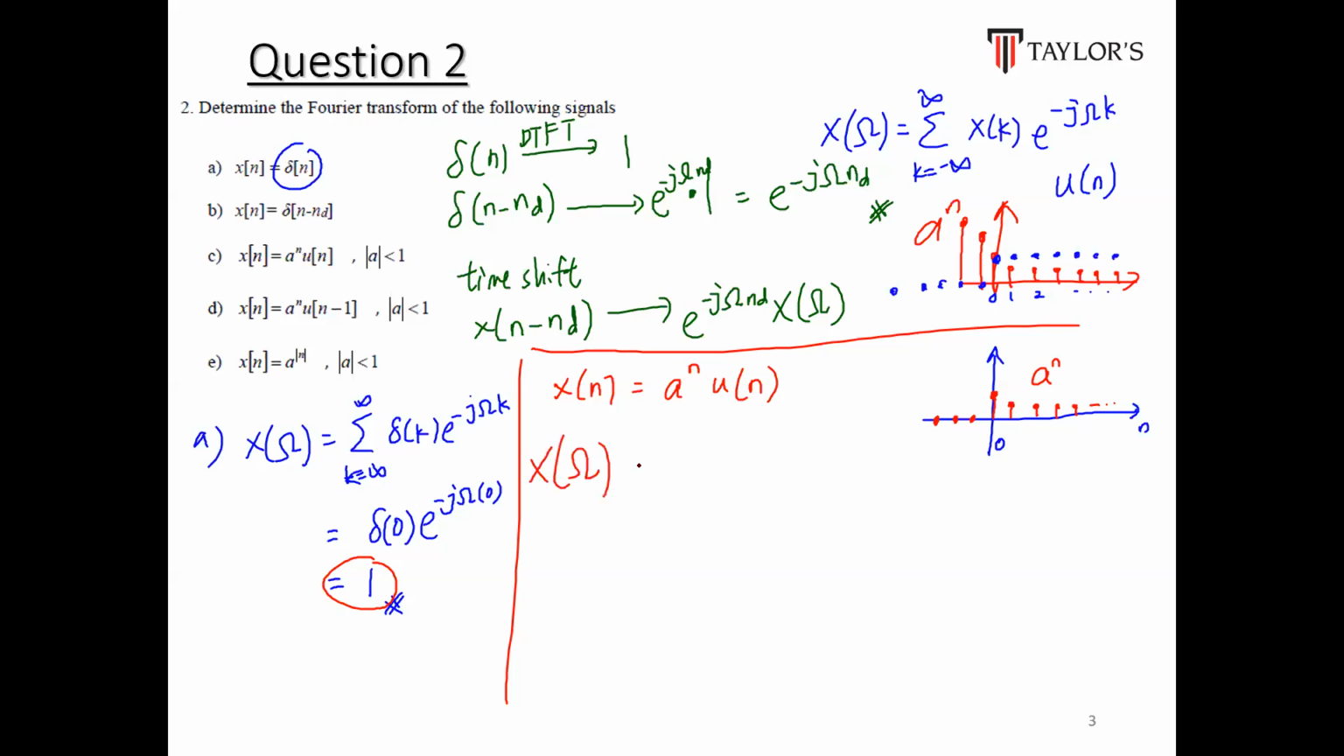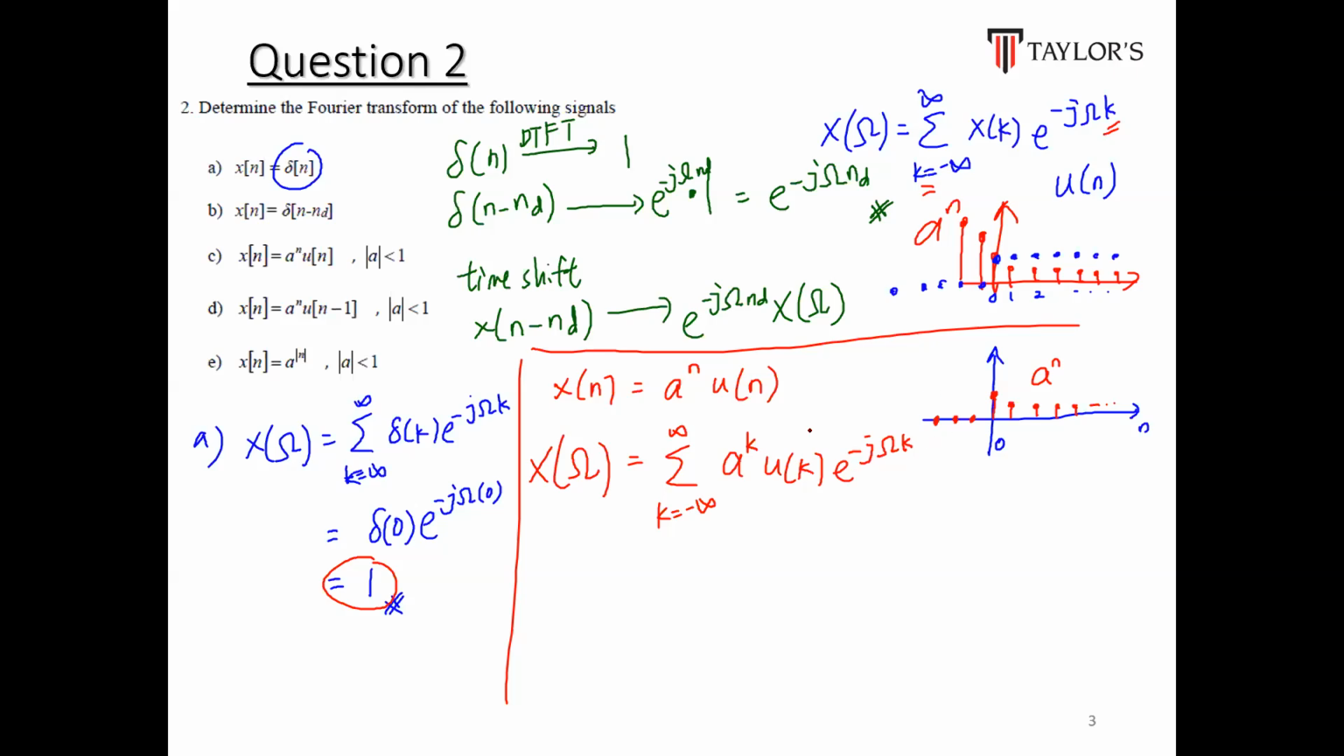X(ω) will be equal to the summation k equals negative infinity to positive infinity of a^n u[n] e^(-jω...). In this case I use k, so it's k, it's no longer n. The formula is sometimes written with k, sometimes with n, but it's up to you which one you want to use. They are the same. You just don't mix them up. Since I wrote k here, I will use k.